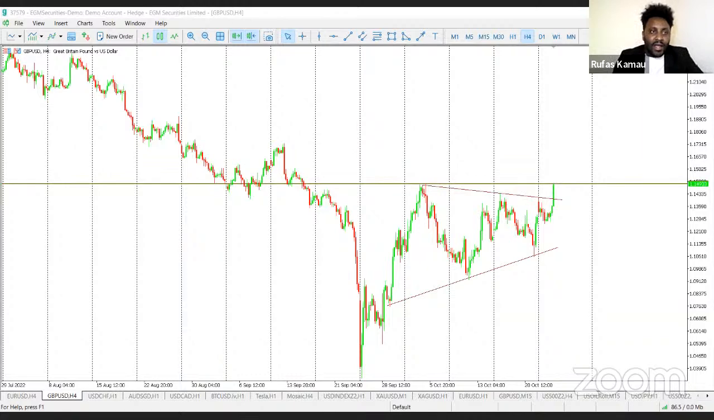So one of them, early on Monday morning, we saw the BOJ footprint, basically intervening to strengthen the yen against the dollar. And this caused some huge volatility in the USD JPY currency pair.